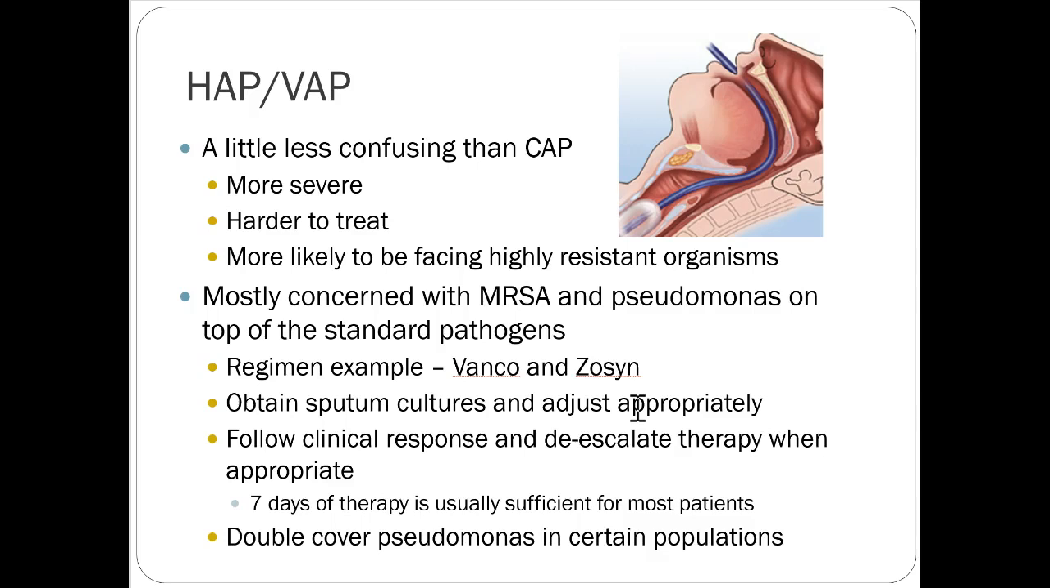So if you don't grow any MRSA, then you can probably get rid of the vanco. If you don't grow any gram-negatives, you can maybe get rid of the Zosyn if you can isolate like MRSA. So again, some people will like to double cover that Pseudomonas with 2 agents. They might add on a fluoroquinolone to your vanco and Zosyn, so you'd add maybe levofloxacin on, but not necessary in all cases.